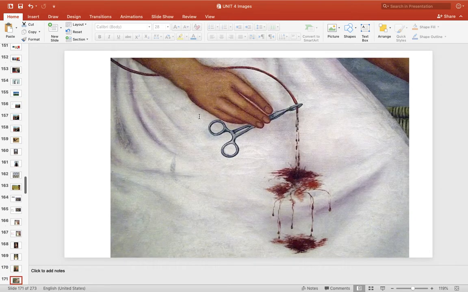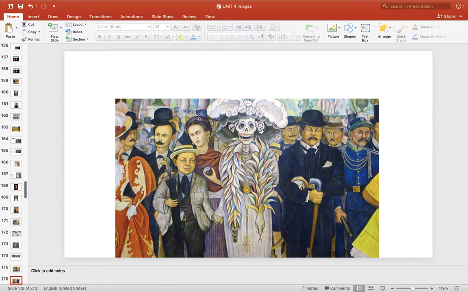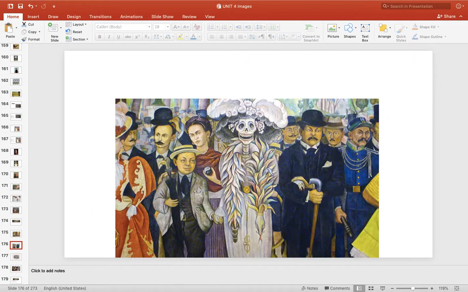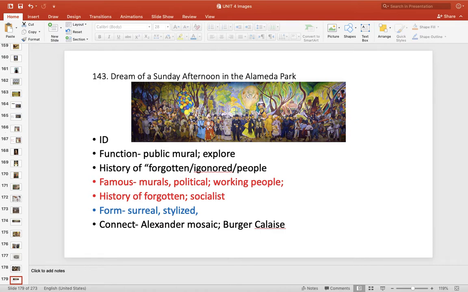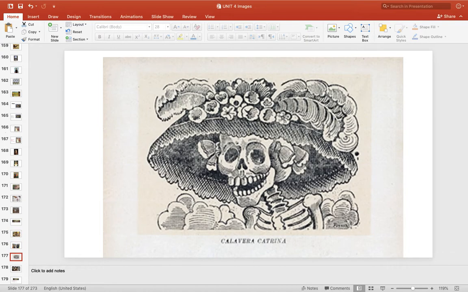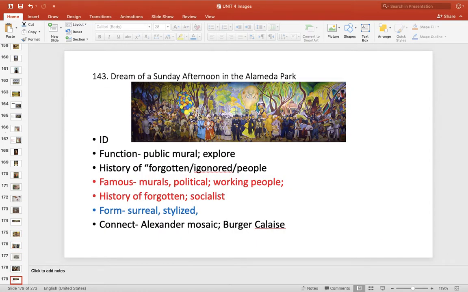There she is. Okay, Dream of a Sunday Afternoon in Alameda Park by Diego Rivera. Very important work. That's Frida's husband. You want to know this really, really well. And the function, it's a public mural on the wall so people would see it on the street, and it's about the history of Mexico and the history of the forgotten people. He was a socialist, and he was very much for the common man. It's very famous for his murals.